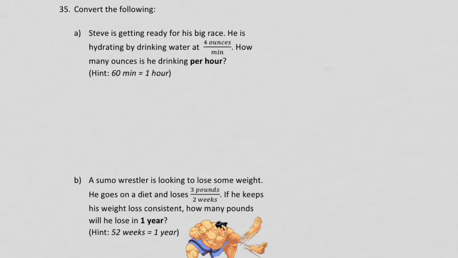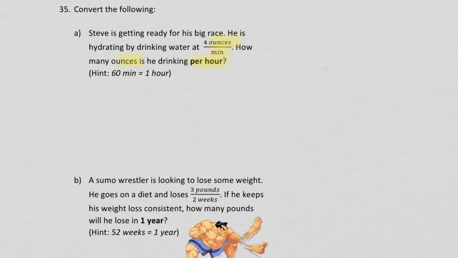Okay, last problem, 35, conversions. Steve is getting ready for his big race. He's hydrating by drinking water at 4 ounces per minute. How many ounces is he drinking per hour? So they want us to convert ounces per minute to ounces per hour. So I don't have to convert the ounces, I have to convert the minutes to hours, right? So 4 ounces per minute, what I have to do is figure out how many minutes in an hour. 60, correct? So what I'm going to do is convert that number.